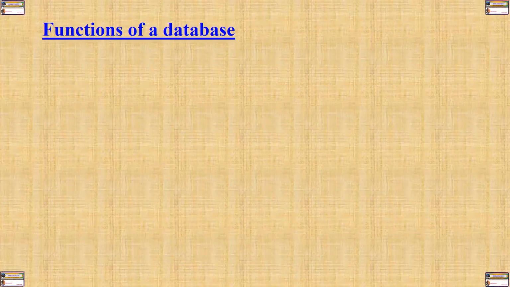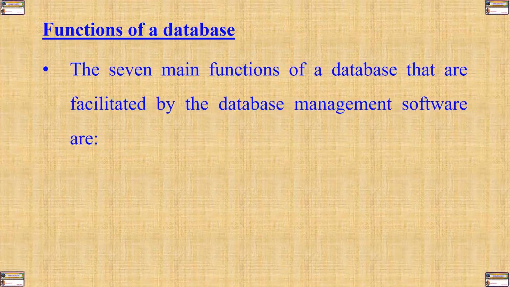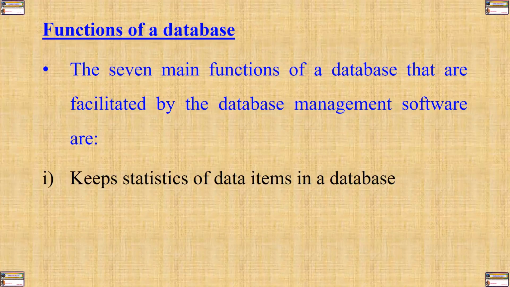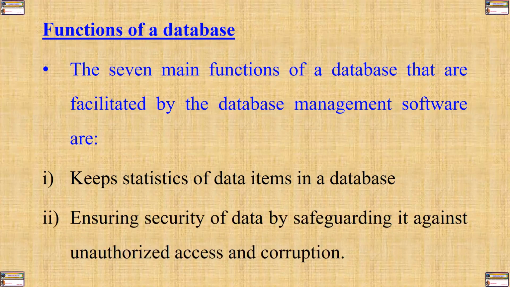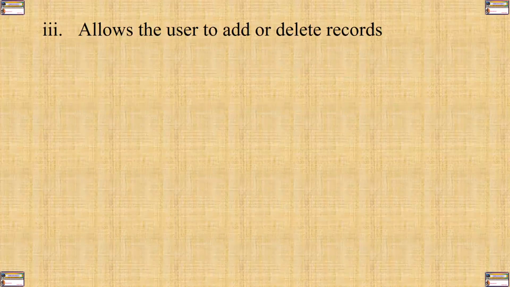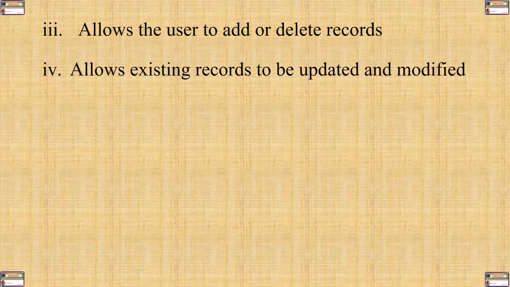So what are the functions of a database? The 7 main functions of a database that are facilitated by the database management software are: number one, keeps statistics of data items in a database. Number two, ensuring security of data by safeguarding it against unauthorized access and corruption. Number three, it allows the user to add or delete records.